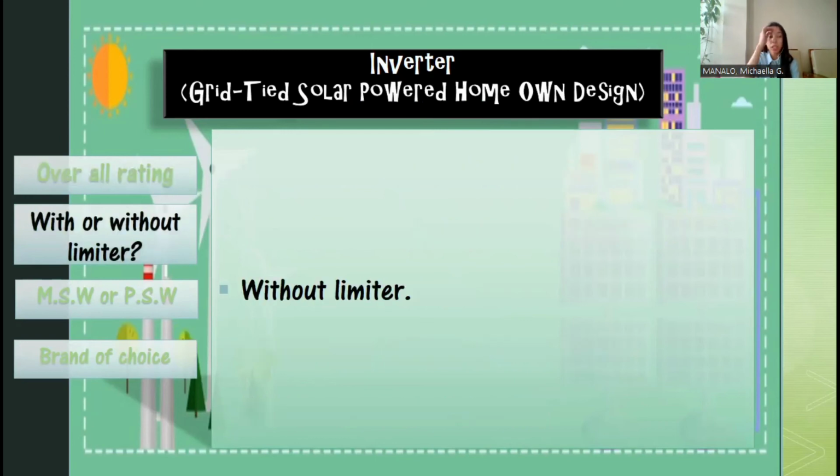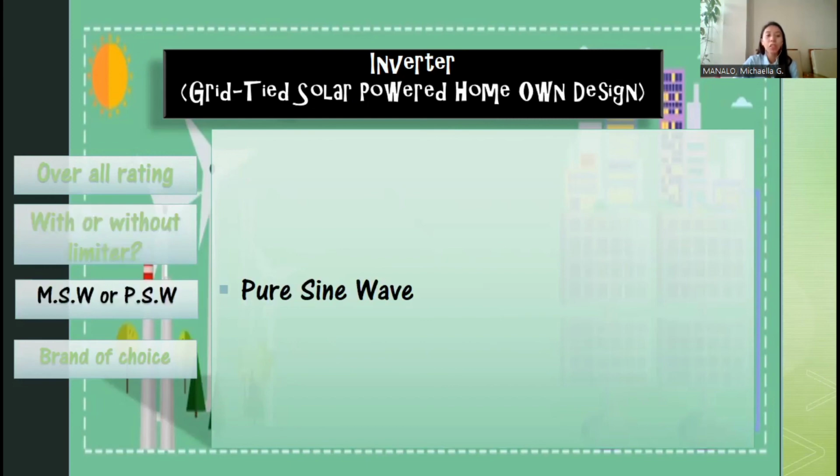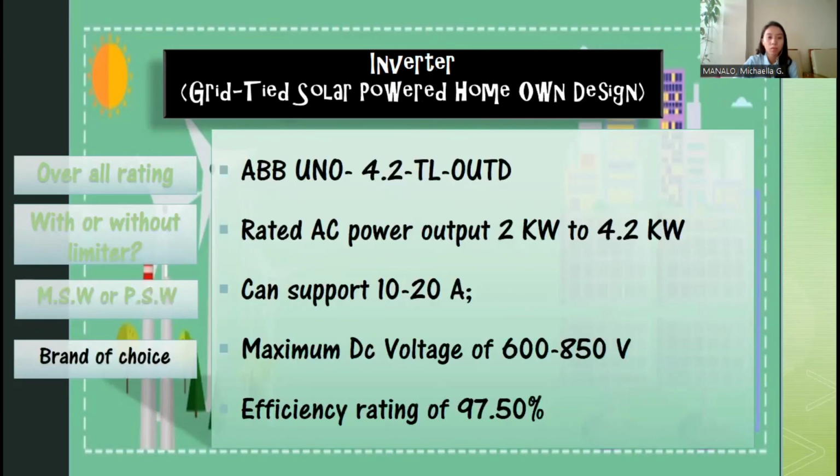So without limiter na gagamitin namin kasi kung bakit, i-discuss pa siya. Malalaman natin sa mga susunod na slide. So let's proceed. Ang gagamitin namin is pure sine wave kasi most of the appliances today ay gumagamit na ng pure sine wave. Our brand of choice is ABB Uno 4.2. So ito yung rating kanina sa overall rating namin. So inulit ko lang siya dito.